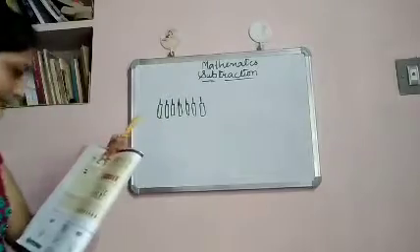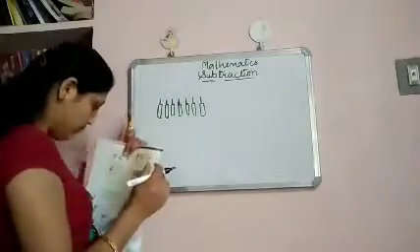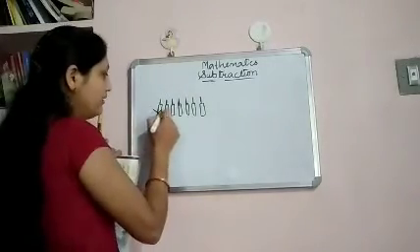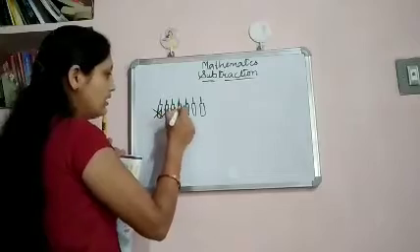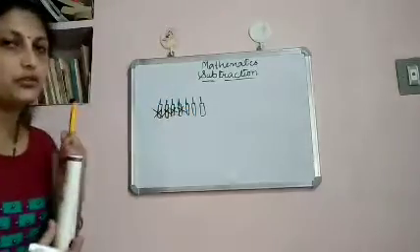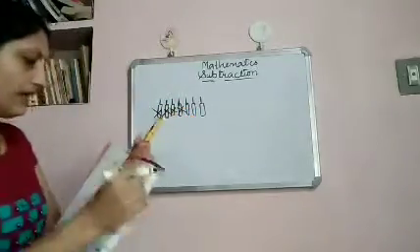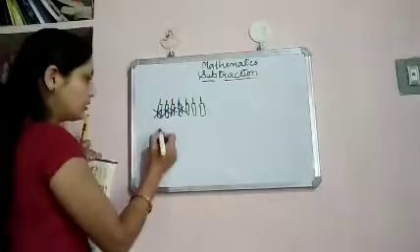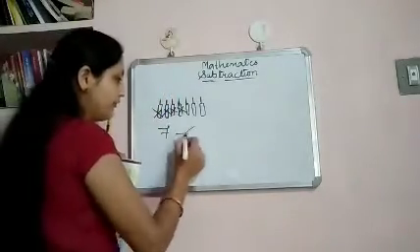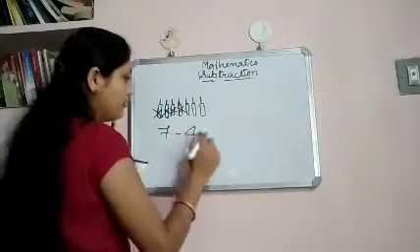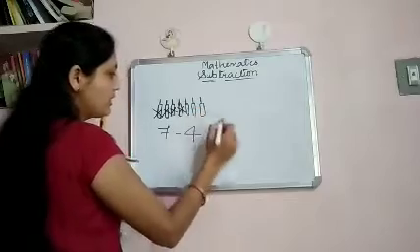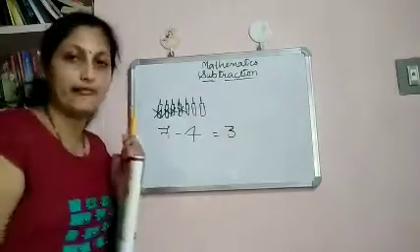Okay, 7 candles are there. 4 candles blew off. Means like this, 1, 2, 3, 4. Like this you have to cross out. Okay. So total 7 candles were there. Minus 4 blew off. How many left? 1, 2, 3. 3 candles left.